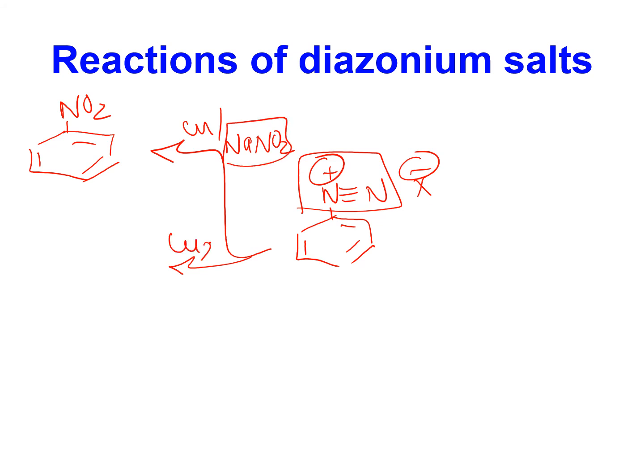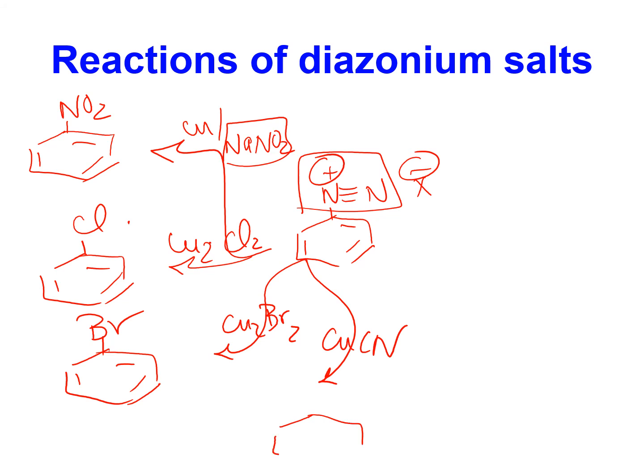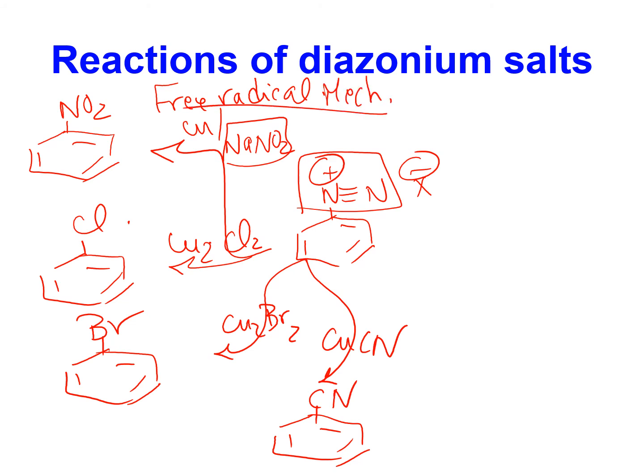You can add cuprous chloride. This way you will remove the diazonium and add the chloro group. You can add cuprous bromide, where you remove the diazonium and add a bromo group. You can add cuprous cyanide, where you remove the diazonium and add a cyano group. All these reactions proceed through a free radical mechanism. I don't need you to know this mechanism. However, I need you to know that it's a free radical.